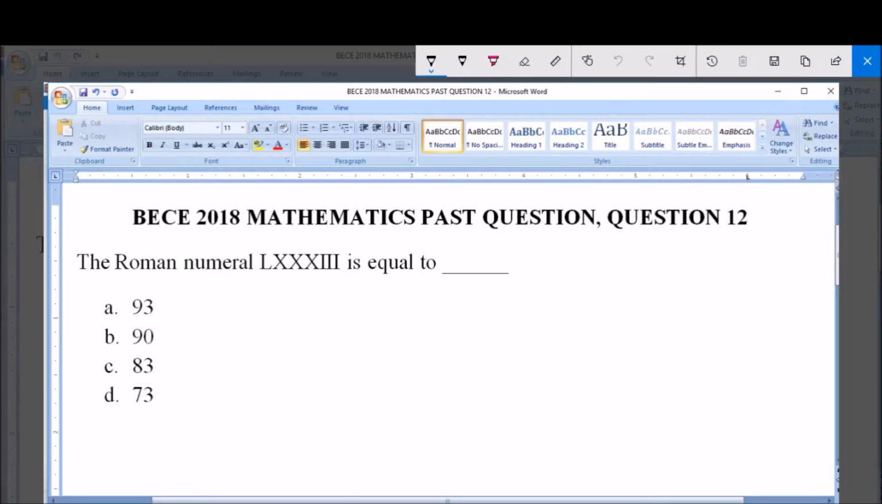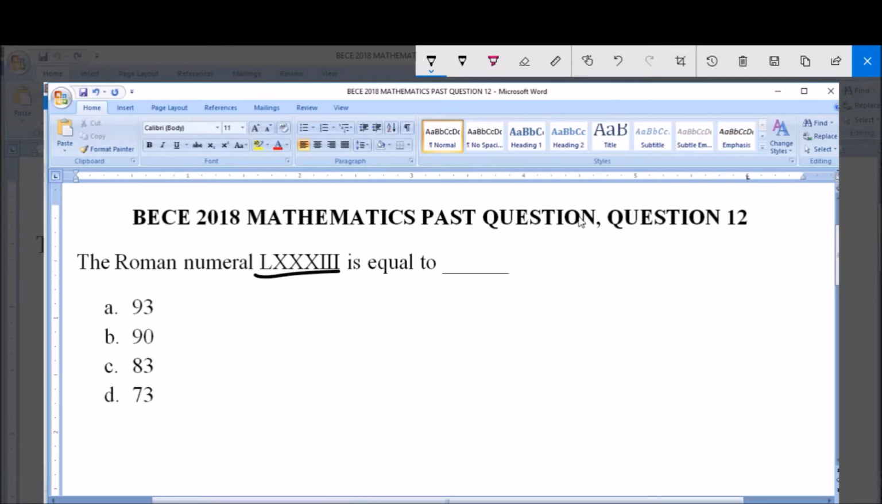Today we're going to be dealing with BECE 2018 Mathematics Past Question 12. The Roman numeral LXXXIII is equal to dash. A we have 93, B we have 90, C we have 83, and D we have 73. Now we have to express this Roman numeral into what?